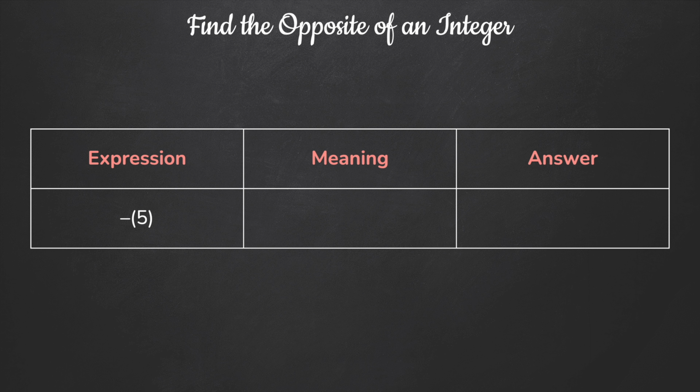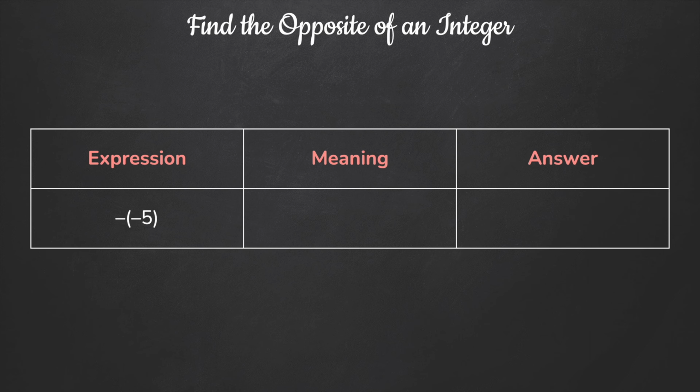So let's go over some examples. Here we have a negative sign, and in parentheses we have 5. And this means the opposite of 5. And the opposite of 5 is equal to negative 5. So below, you could see that our answer is negative 5.